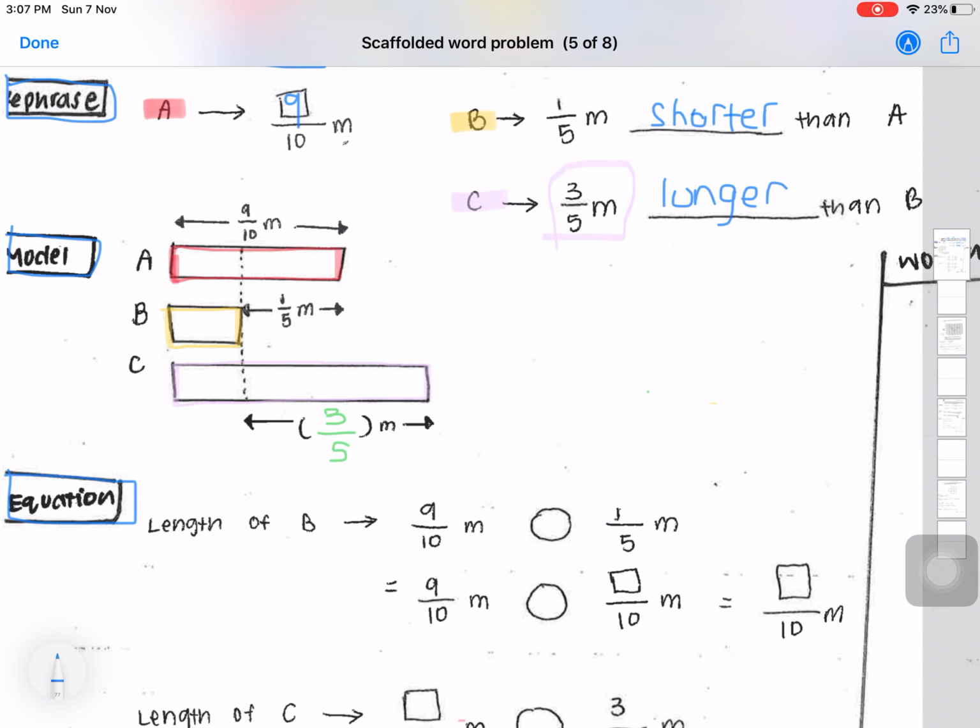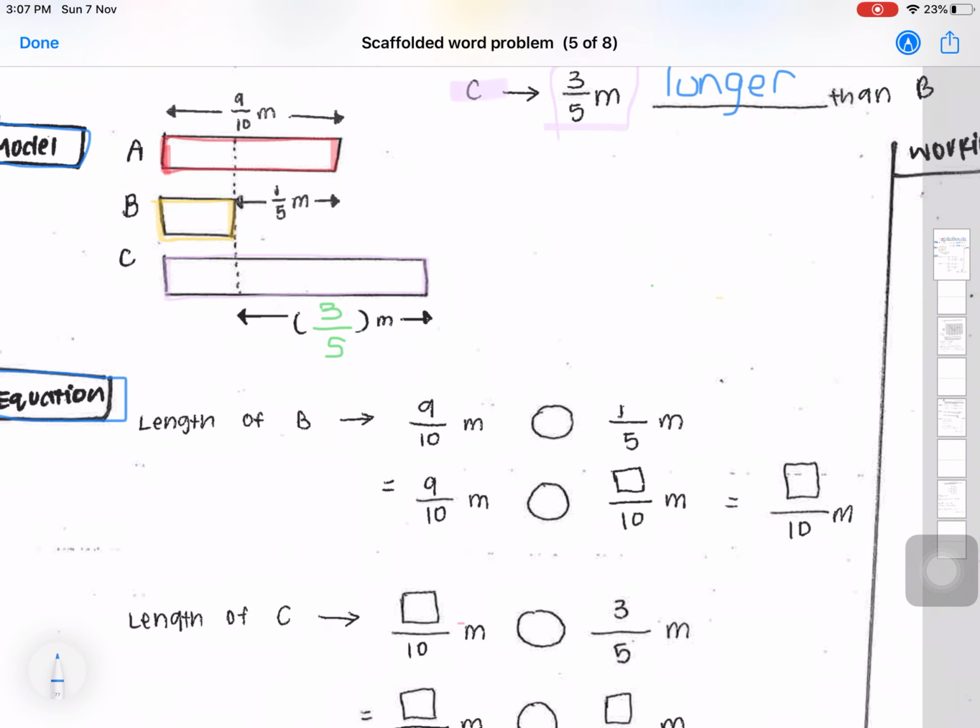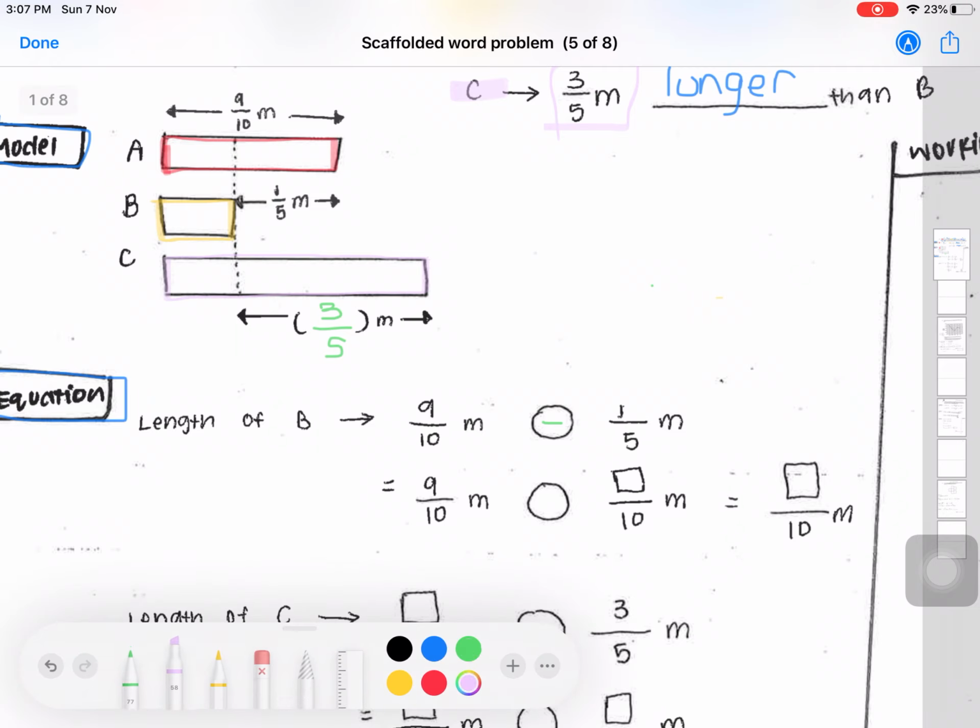Now the length of B, now we are going to write an equation. To find the length of wire B, which is the one in yellow, we are going to take the red model minus the difference, which is 1/5. So the red minus 1/5 will be the yellow. So let's put a minus over here.